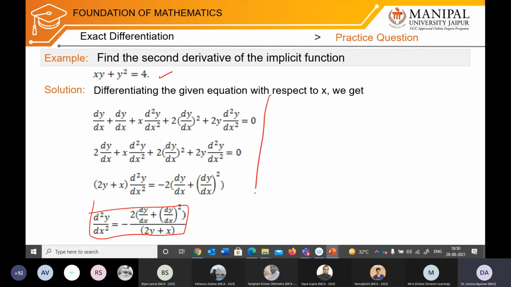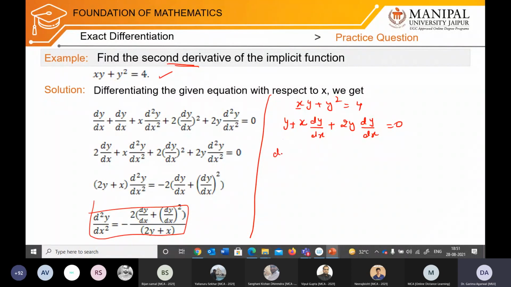So the question is, let me write here again, xy plus y square equals 4, right? So the first order differentiation will be: the differentiation of x is 1, y will be unchanged, then x times the differentiation of y is dy by dx, plus 2y dy by dx equals 0. This is the first order differentiation. And the question is asking for second order. So let's differentiate it again.